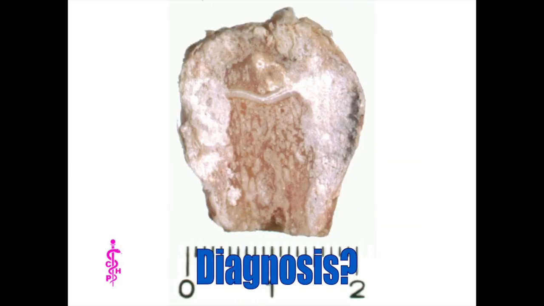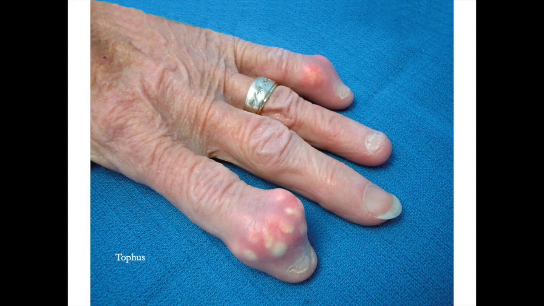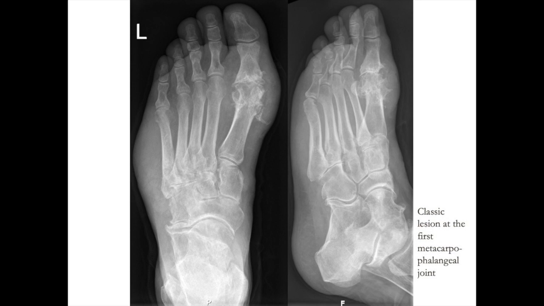Here we see the end of a phalangeal bone, much magnified with white chalky deposits. This is a case of gout. Here we have a clinical picture. What is this? It is a gouty tophus, a chalky excrescence with which one could, should one so desire, write on a blackboard. The most common location for these is on the hallux.